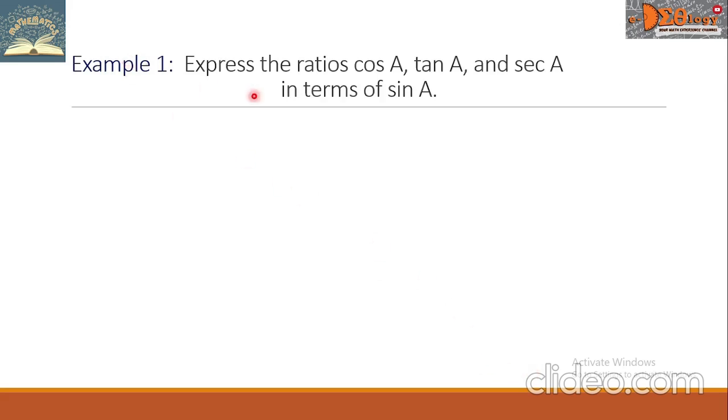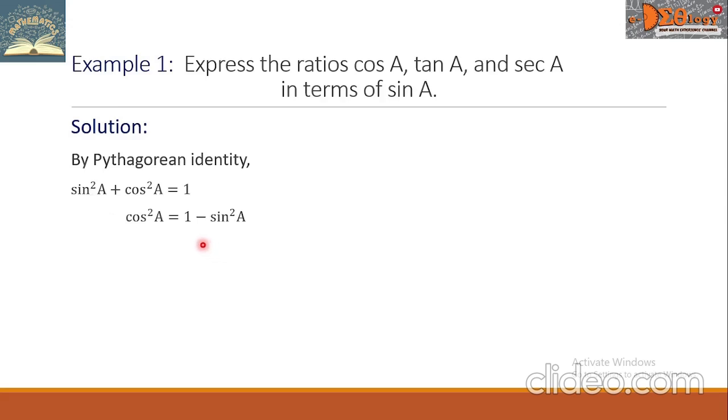Example 1. Express the ratios cosine A, tangent A, and secant A in terms of sine A. Let's begin with cosine A. Remember that by Pythagorean identity, we have sine square A plus cosine square A equals 1. Let us isolate the cosine. Let us transpose the sine square A to the right. So we have cosine square A equals 1 minus sine square A. Then we will take the square root of both sides.